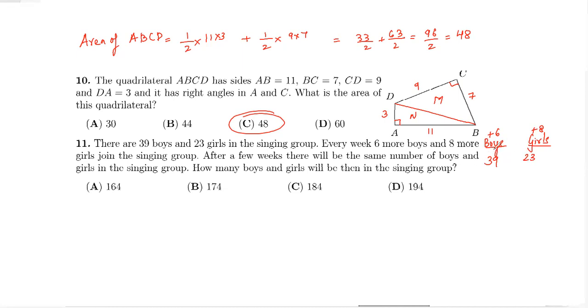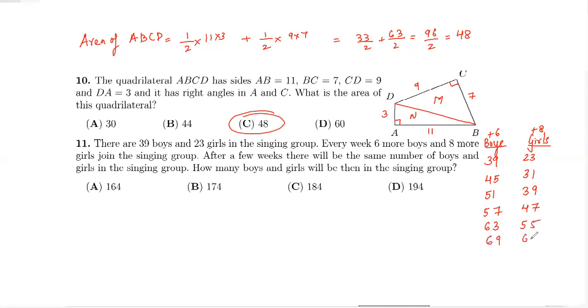So you keep adding 6. So 39 plus 6 is 45. 23 plus 8 is 31. So we'll just keep adding this and let us see where they meet. So 57 plus 6 is 63. 47 plus 8 is 55.